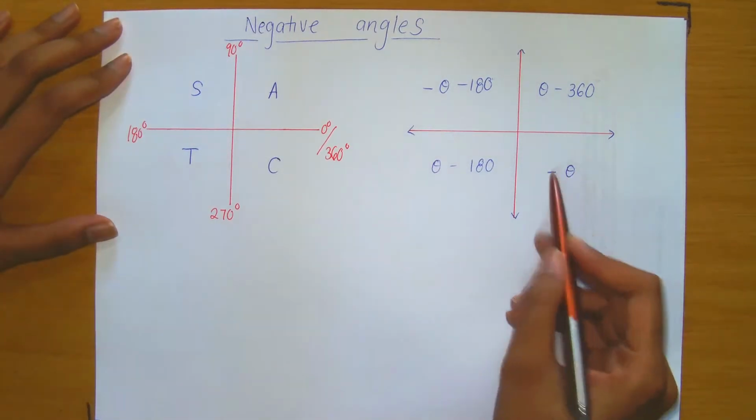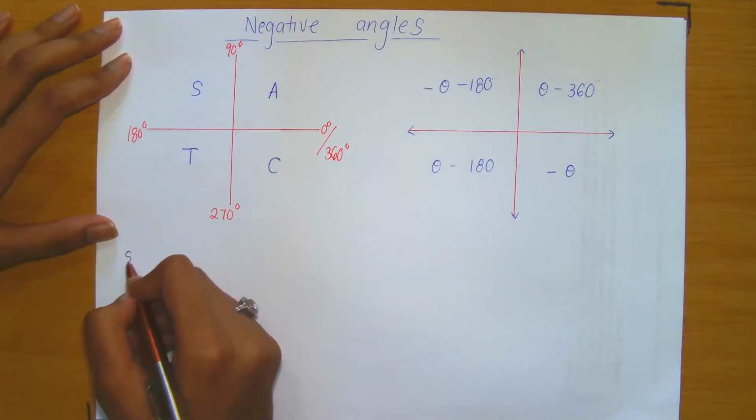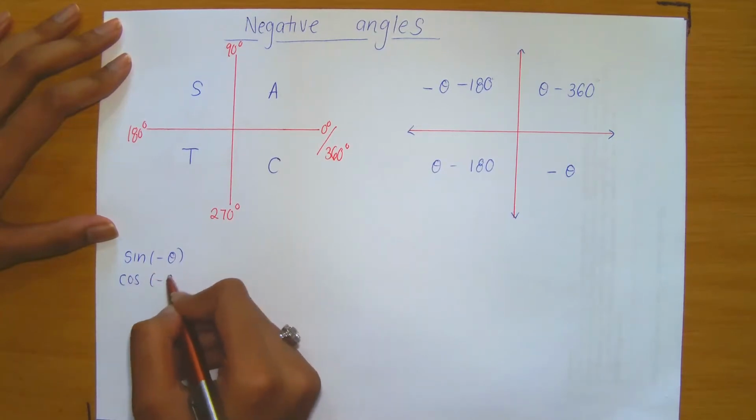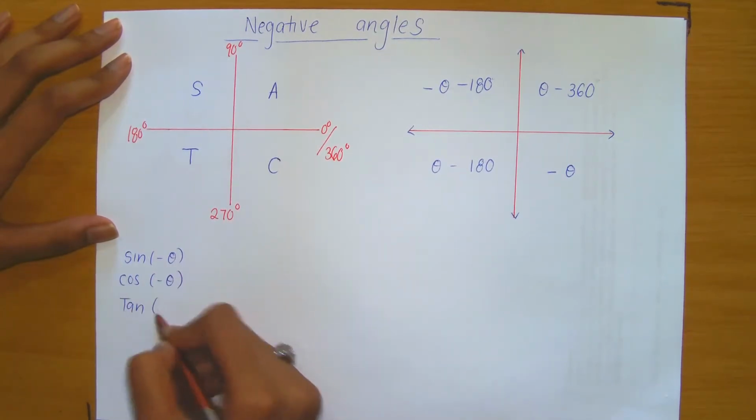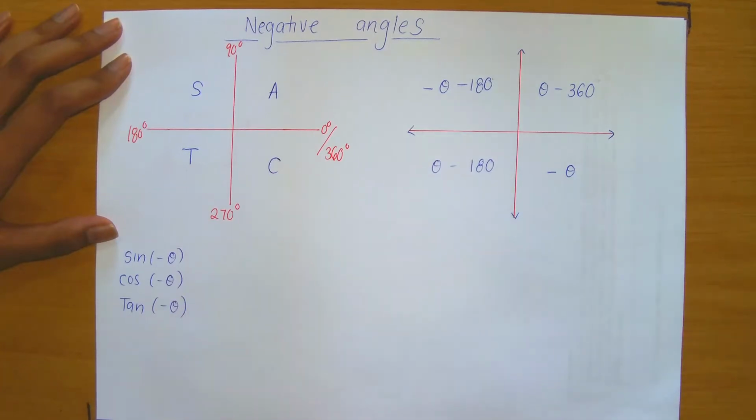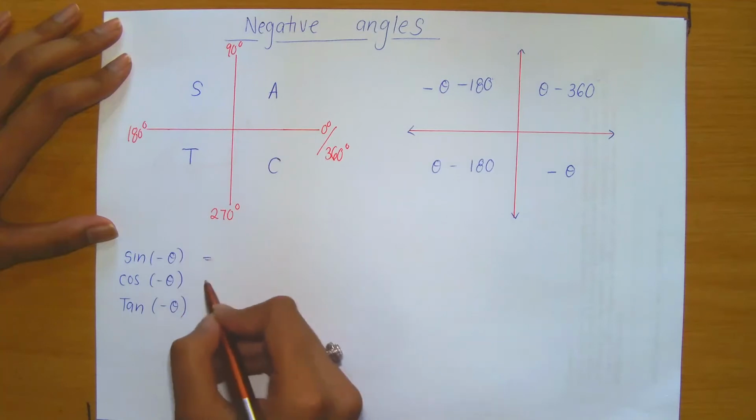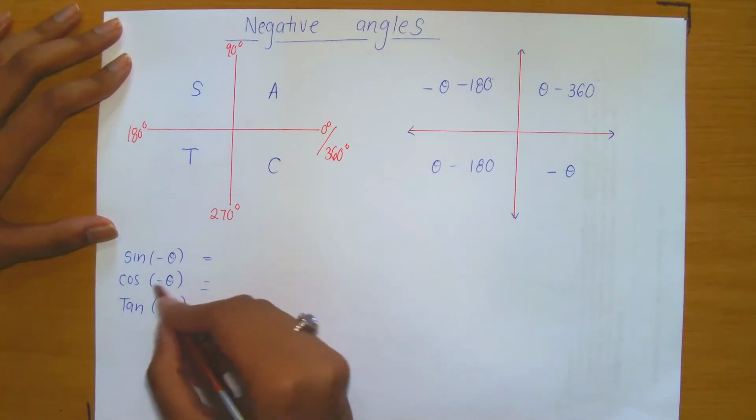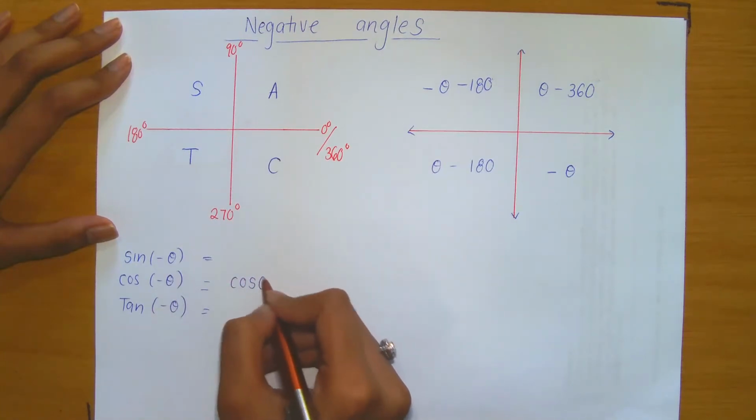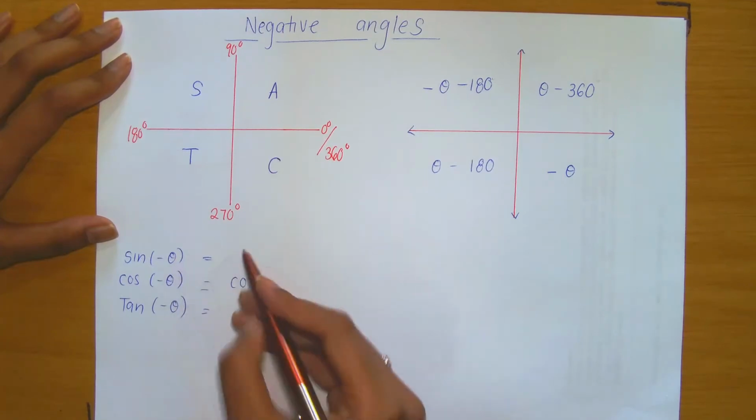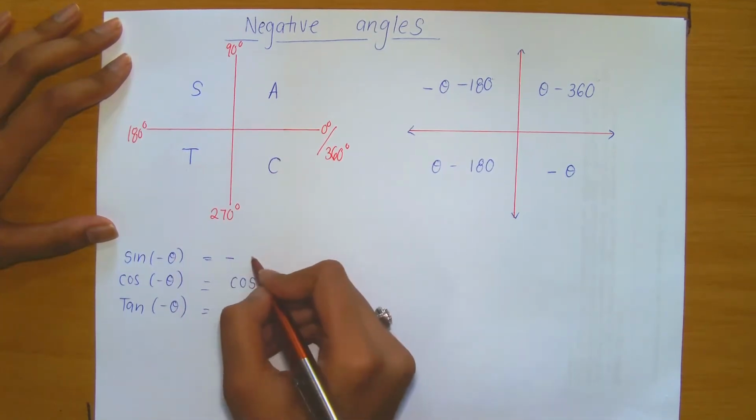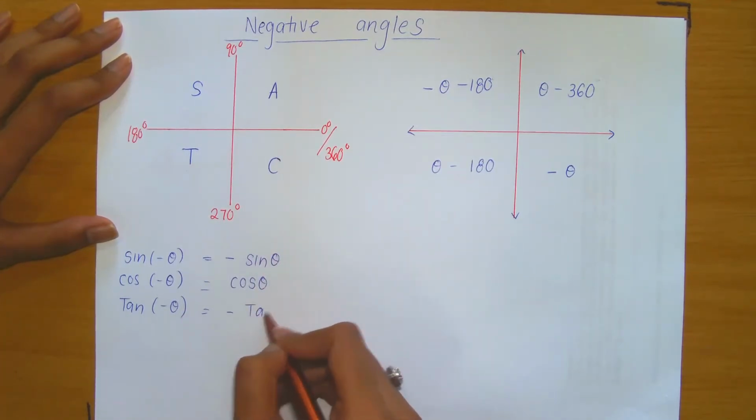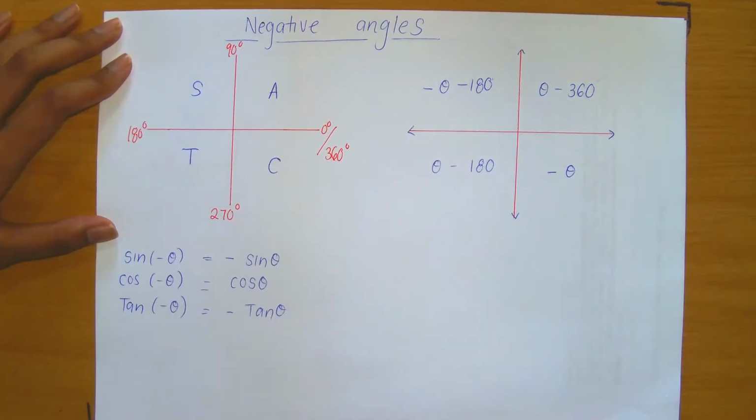Let's start off with negative theta. Right, so we want to find out what is sine of negative theta, cos of negative theta, and tan of negative theta. Again, this is using your reduction as well as your CAST diagram. So observe, in the 4th quadrant only cos is positive. So as a result, cos of minus theta will be equal to positive cos theta. But for the other 2, it will result in negative answers. So this becomes negative sine theta, and tan of negative theta becomes negative tan theta.